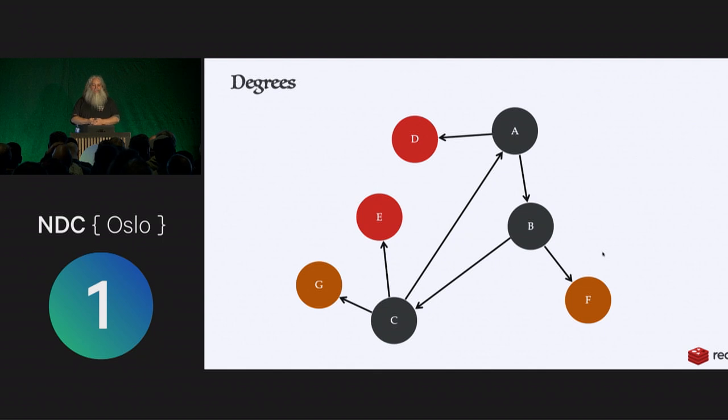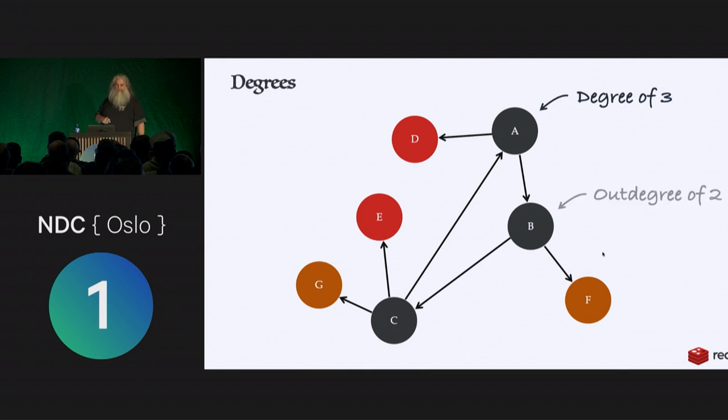When we're talking about these graphs, we can talk about an idea of degrees. The nodes of a graph have degrees. A degree is simply the number of edges it has coming in and out. So node A here has three relationships, three edges, and so it has a degree of three. If we have a directed graph, it can have an out degree and an in degree, which is the number of relationships coming out and in, respectively.